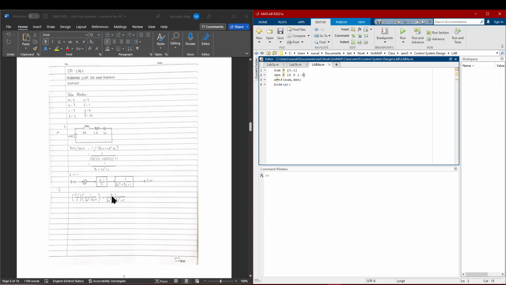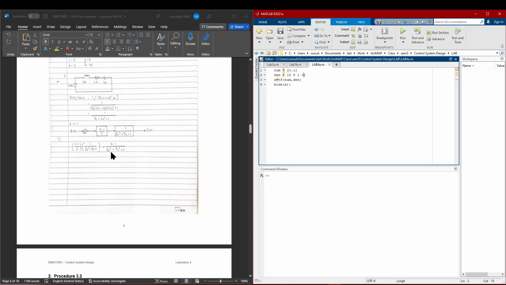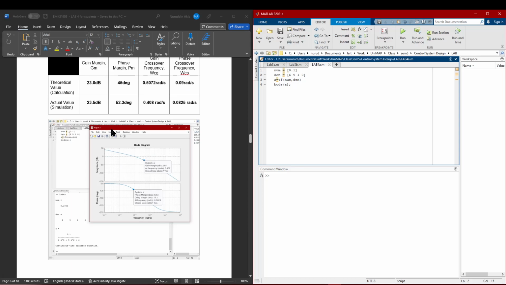So the values will be 2 Henry, 3 ohm, and 3 farad. So we calculate and get the answer 1 per 9s^2 + 6s + 1. And then we include the system inside, which is K equal to 0.1, and then we need to multiply it. So we will get 0.1 per 6s^3 + 9s^2 + s. So this is the result.